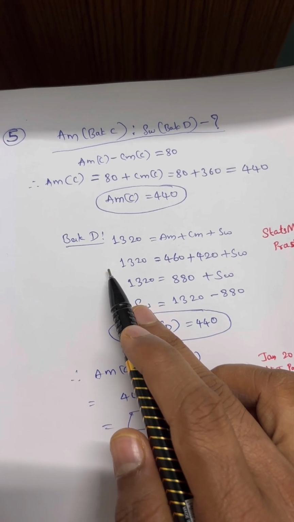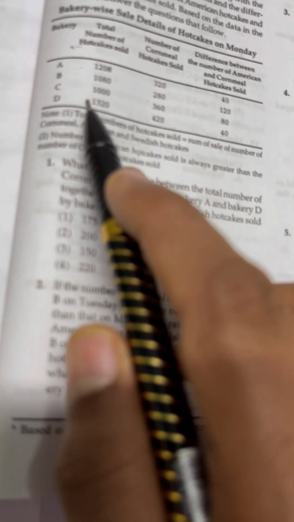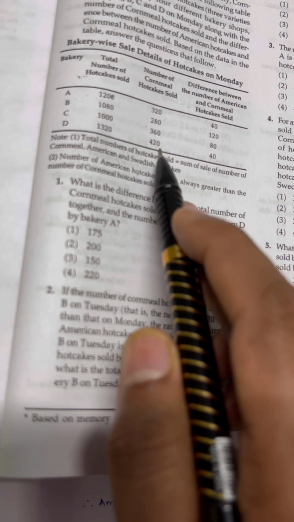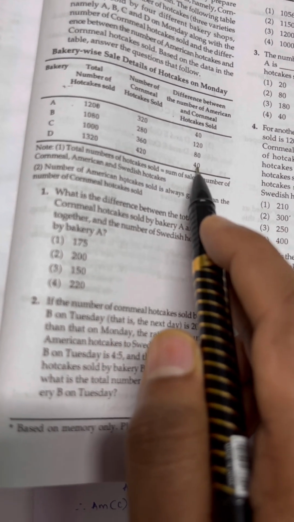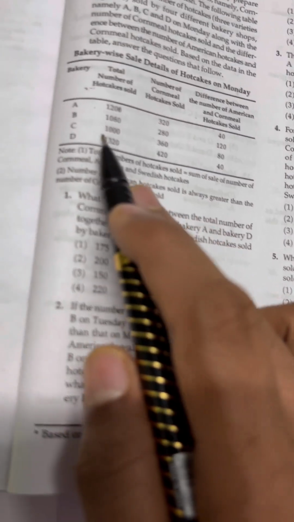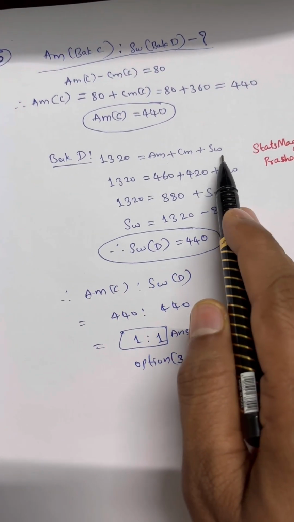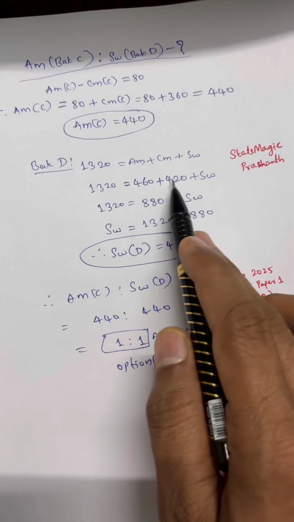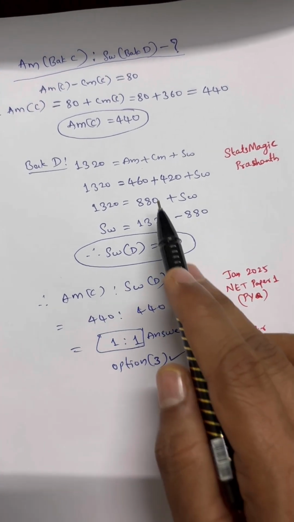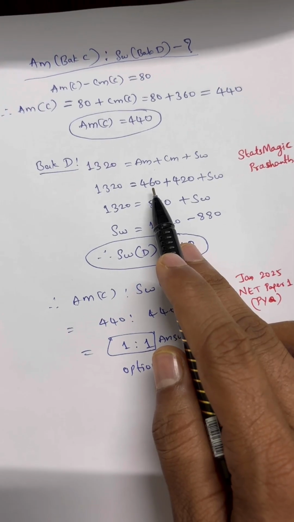Now for bakery D, we need Swedish, no? For bakery D the total is 1320. Cornmeal is 420. The difference is 40, American minus cornmeal is 40. That means 420 plus 40, 460 is the American. Okay, 1320 is the total. So for bakery D I have done 1320 equal to American plus cornmeal plus Swedish. 1320 equal to 460 plus 420 plus Swedish. Cornmeal is directly given as 420, and the last column difference of 40 is given.